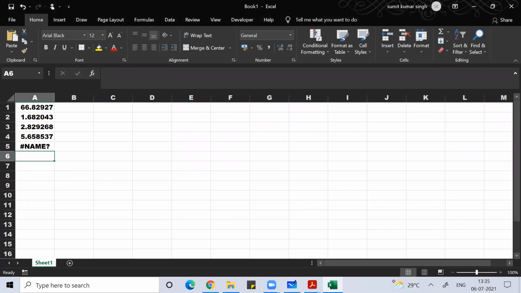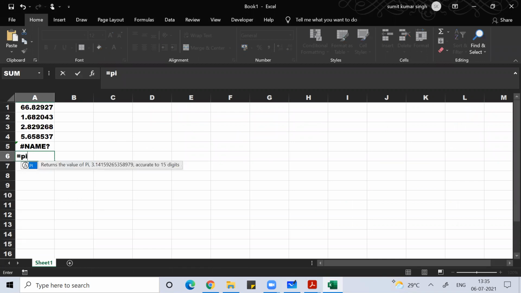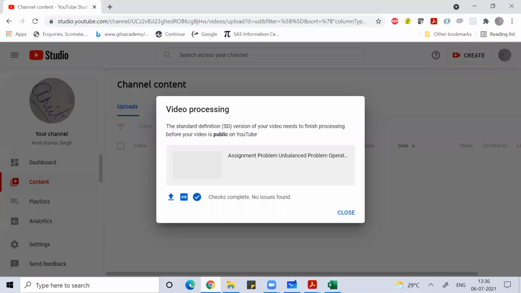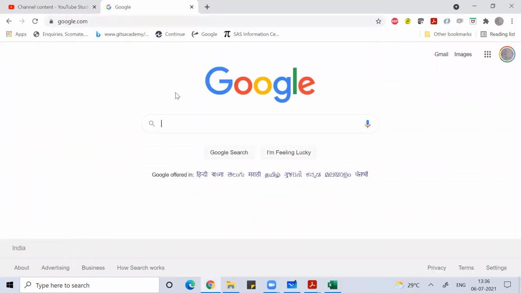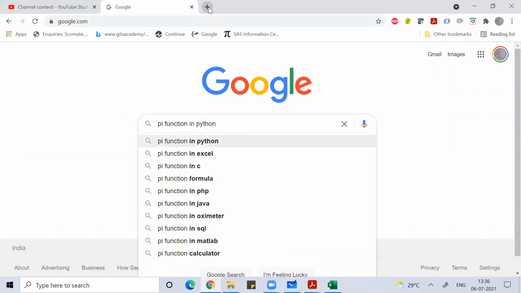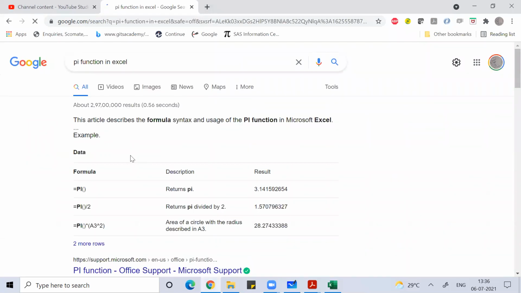How to write the pi function? Google it: pi function in Excel. Okay, pi, open bracket, close bracket.